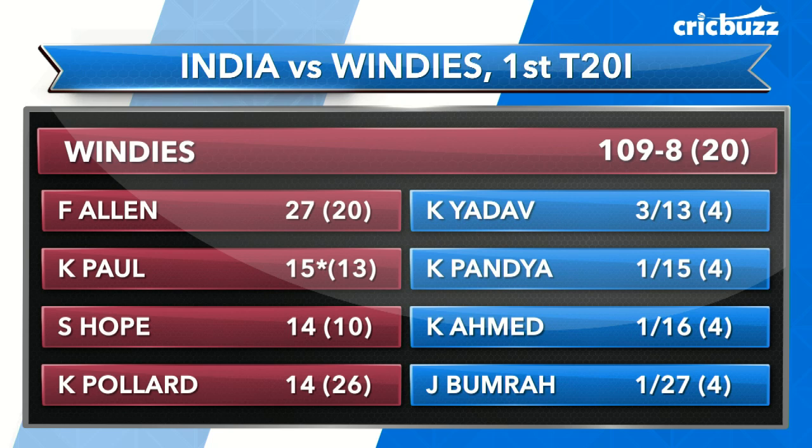Kuldeep Yadav, 3 for 13 in 4 overs. And Krunal Pandya, who conceded 10 in his first over, finished 1 for 15. So you're looking at 8 overs, 4 for 28 in a T20 version. Ajay Jadeja is here, but first of all, I want to ask Zaheer Khan how it feels to be a fast bowler and seeing that the spinners are ruling the roost. But it's the fast bowlers who started it all, didn't they?